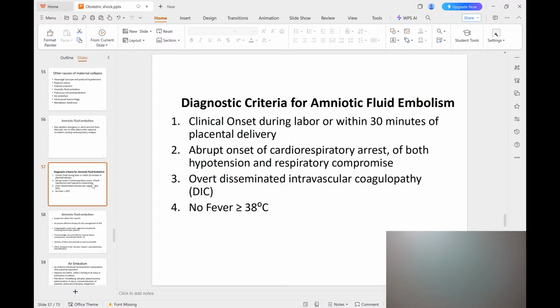So the diagnostic criteria is clinical onset during labor or within 30 minutes of placental delivery. There is abrupt onset of cardiorespiratory arrest with hypotension and respiratory compromise, overt disseminated intravascular coagulation, and no fever more than 38 degrees centigrade.